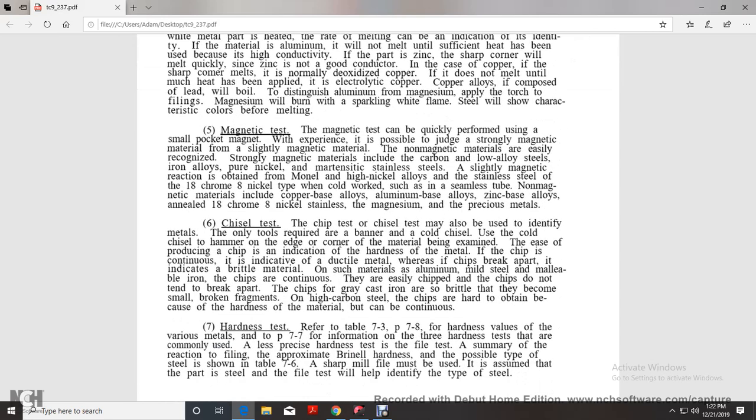The magnetic test can be quickly performed using a small pocket magnet. With experience it is possible to judge a strong magnetic material, a slightly magnetic material, and a non-magnetic material. A strong magnetic reaction is easily recognized. Strong magnetic materials include carbon and low alloy steels, iron alloys, pure nickel, and magnetic stainless steels.